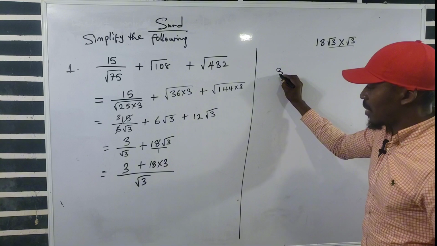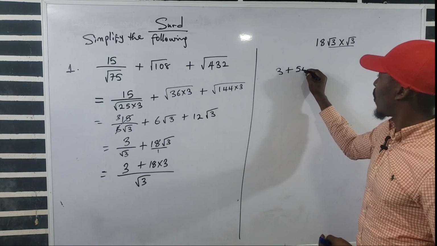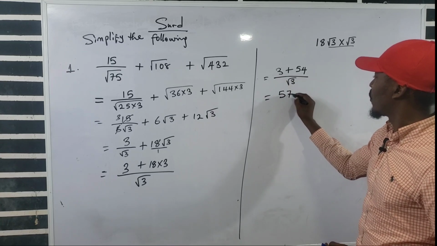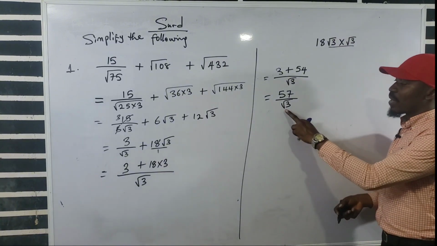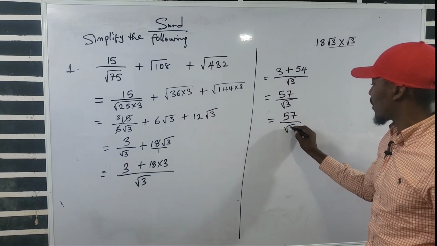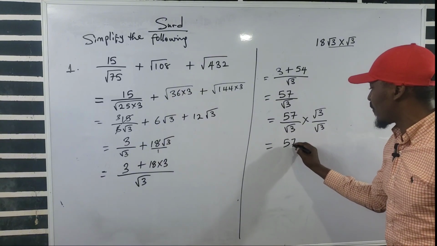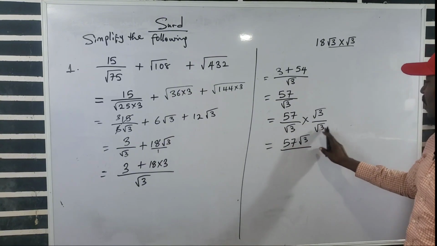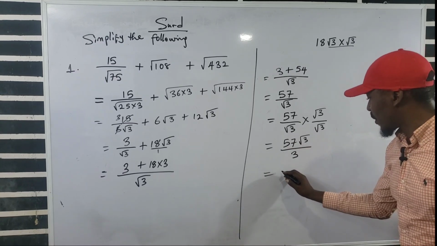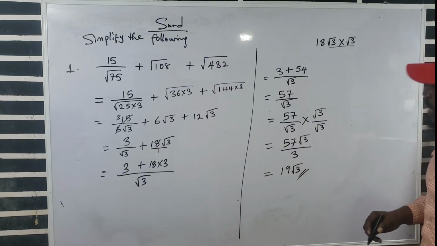So, that will give us 3 plus 18 times 3, which will give us 54, all over 3, which will give us 57 over 3. But you can still see that we have our 3 here, so we need to rationalize now. So that will give us 57 over 3 times 3 over 3. So that will give us 57 3 over 3 will give us what? 3. Okay, so when you divide, 3 here will give us 1, 27. 3 here will give us 19, then 3. So this is our final answer.